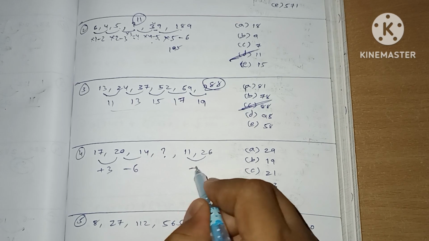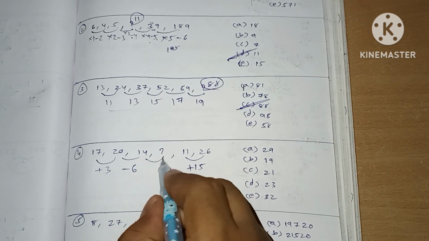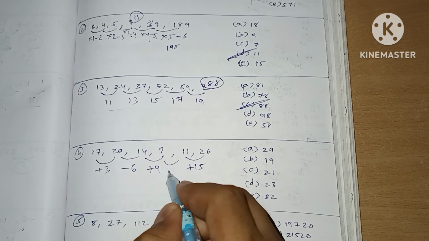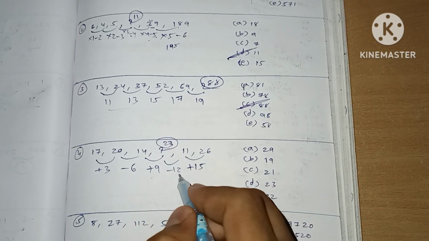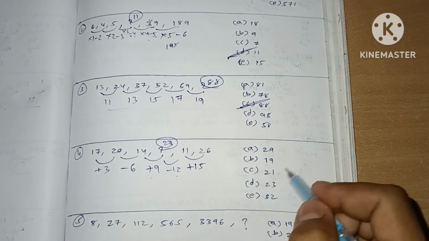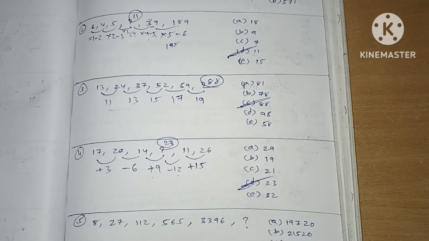Here the difference is plus 15. These are three factors, so it must be plus 9 minus 12. 14 plus 9 will be 23. So 23 plus 23 minus 12 will be 11. So answer will be 23. Option D is our answer.